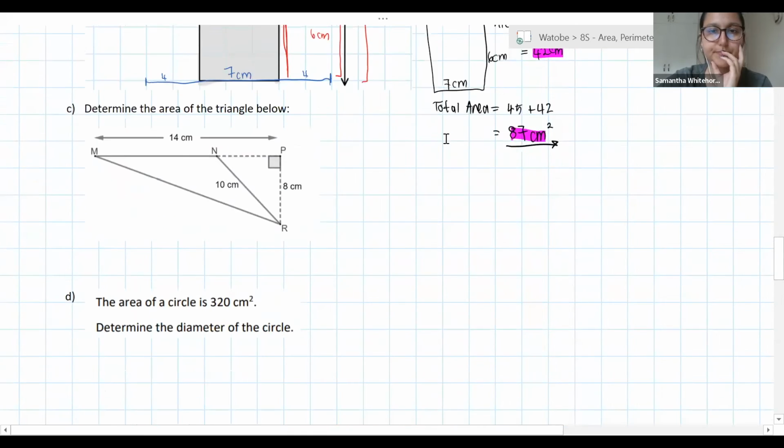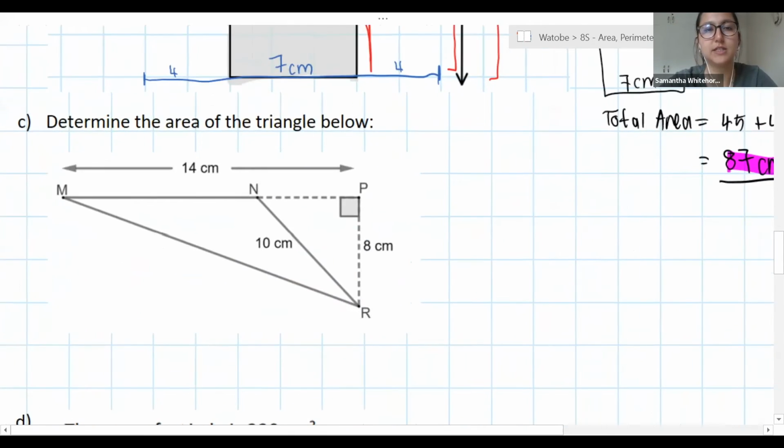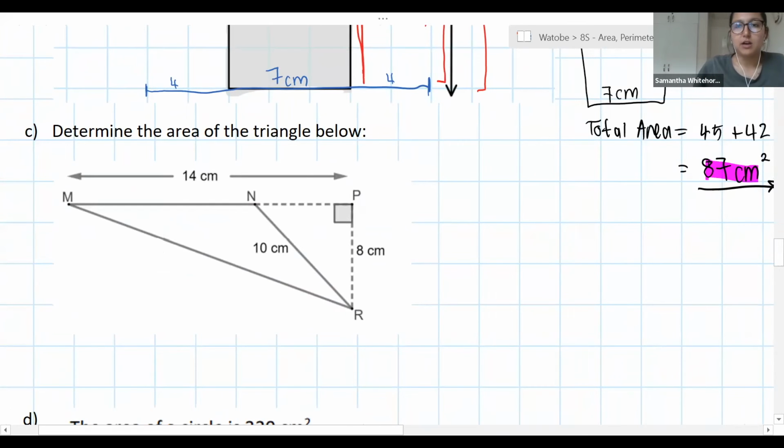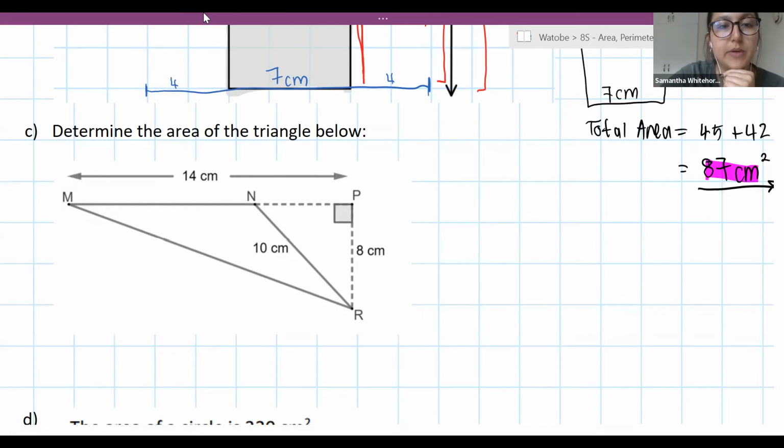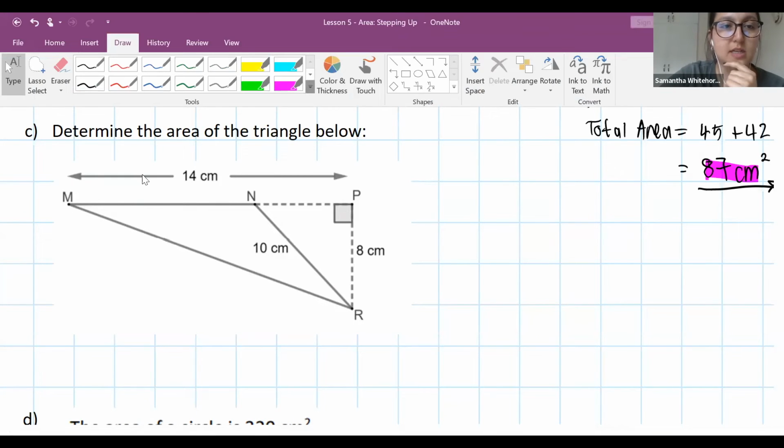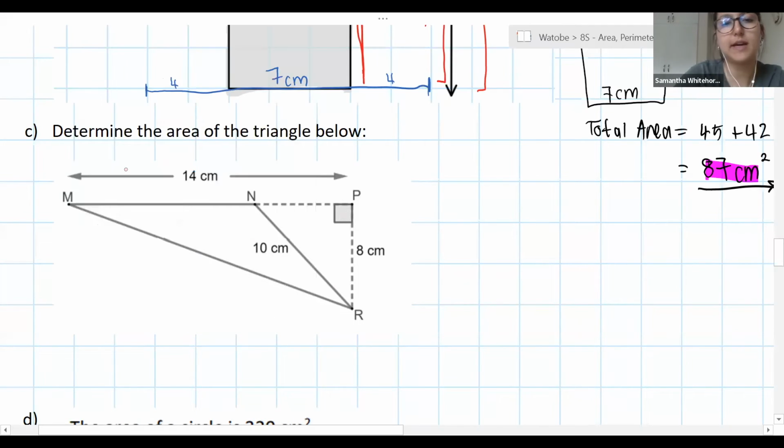Okay. Right, so our next question says, determine the area of the triangle below. Now, importantly, we need to know which triangle we are referring to, and it's the triangle that's got the solid outline. So it's this triangle MRN, the one in pink.